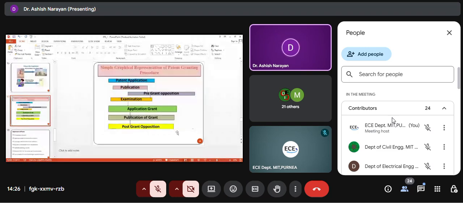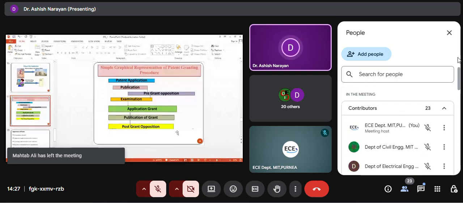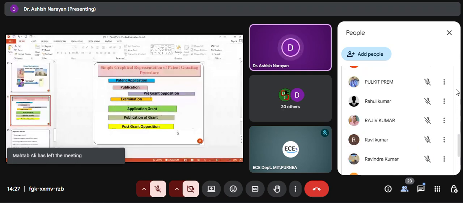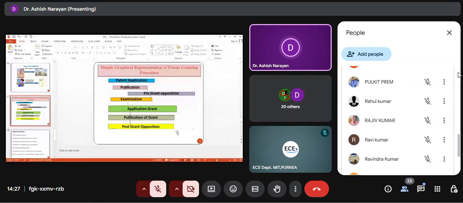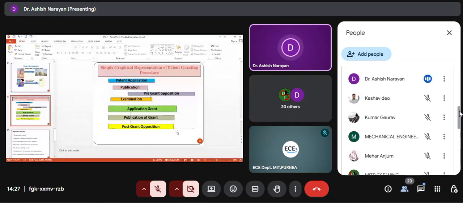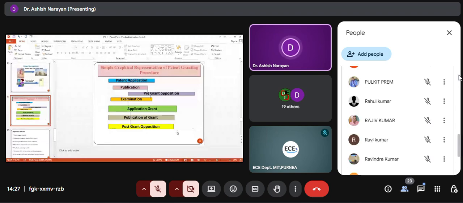So after patent, give the patent application, then after publication, pre-grant opposition, examination. Then in examination, they have asked some questions from the patent office, so you have to answer this thing. Application grant, publication of grant, and post grant opposition.